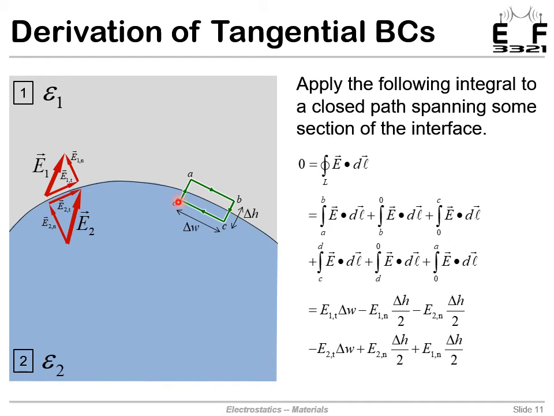Okay, now we're at D. Now we're integrating in the positive direction, so the remaining 2 integrals have a positive sign. We're integrating in the perpendicular direction, so both terms will contain normal components. So this first integral from D to 0 has a length of delta H over 2, and the field is E2 normal because it's in the second medium. And then finally from 0 to A, we have E1 normal, and then the length delta H over 2. So that was a lot of work, but we now have our line integral spanning the interface.